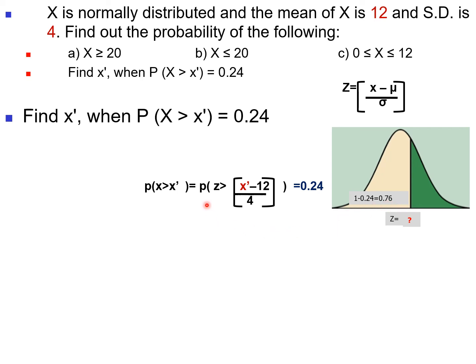Now what is here? Is it greater than or less than? It is saying that z is greater than or equal to this number. So this 0.24 is the area greater than the z value, right? So what is this other area then? This is 1 minus 0.24, which is equal to 0.76.